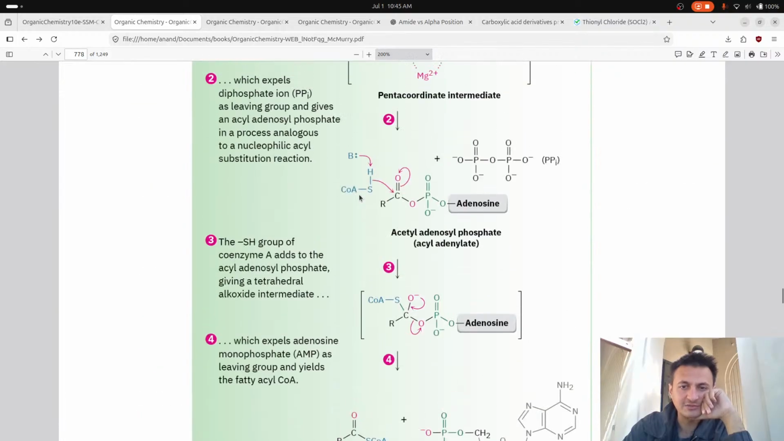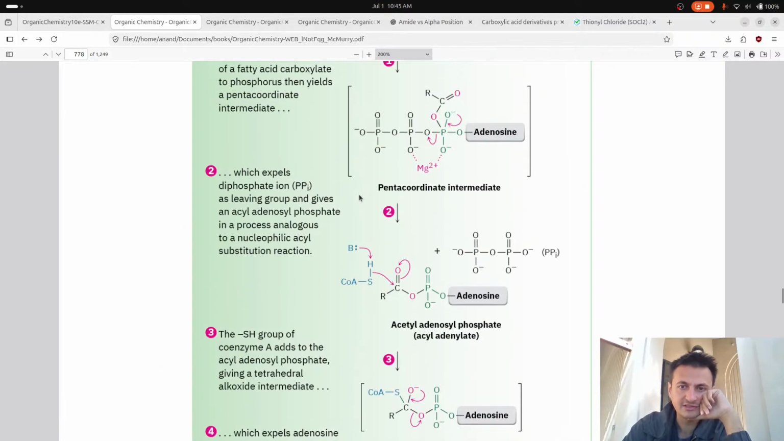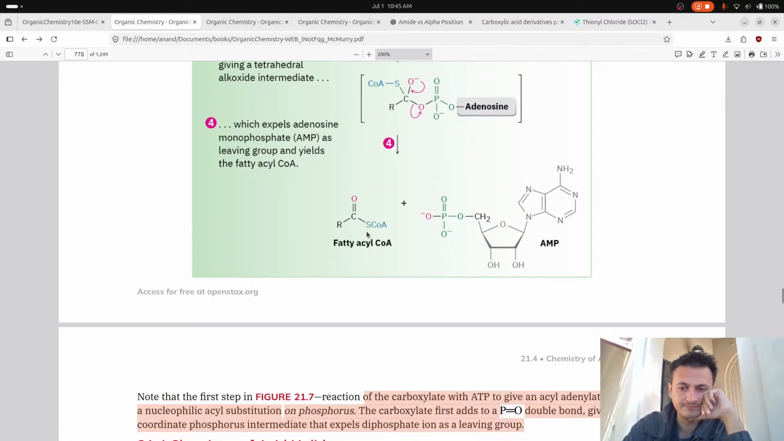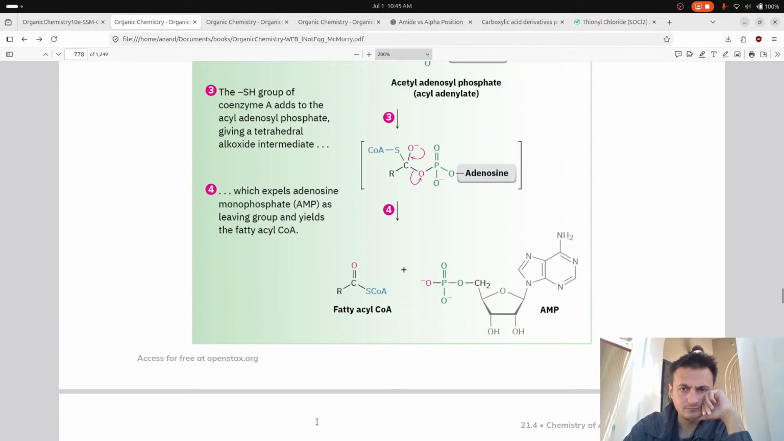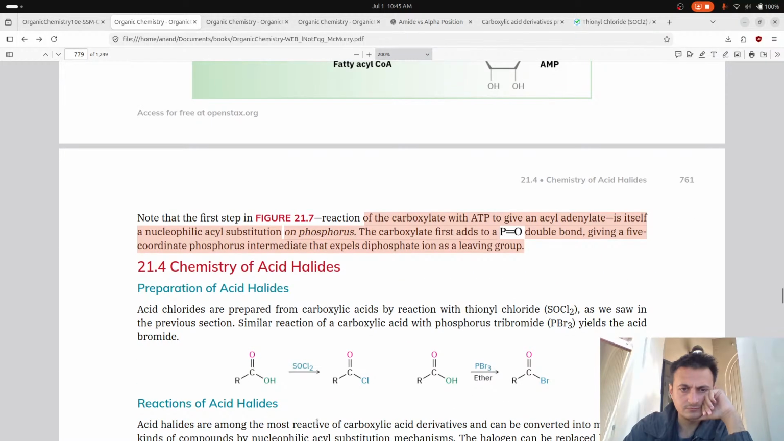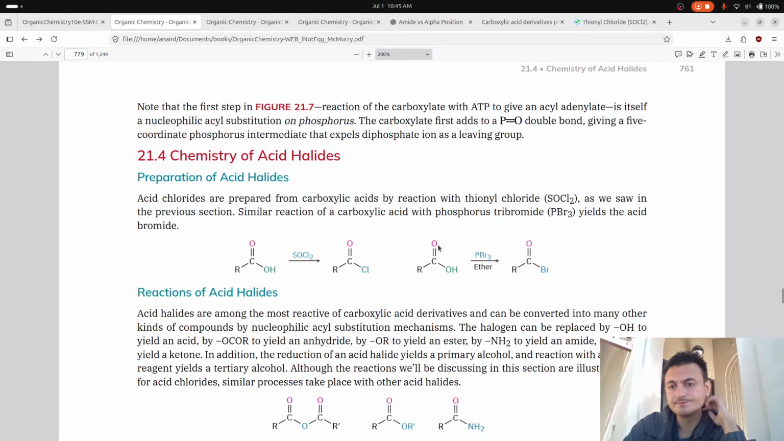Oh yeah, that's actually cool. It's like there's two nucleophilic acyl substitutions. Okay, this is the good one.